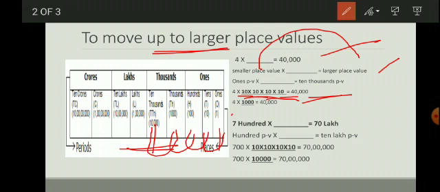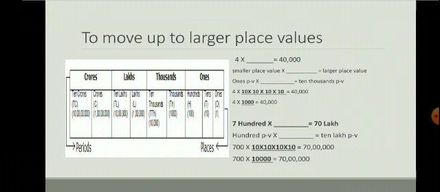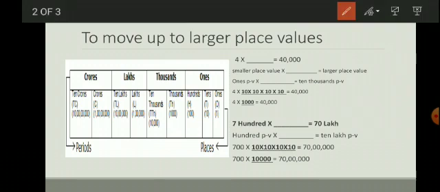So how much will you get? See the last step, 4 into 10,000, because here we have 4 zeros followed by 1. So 4 into 10,000 is equal to 40,000. Understood? Now we'll see the next example.